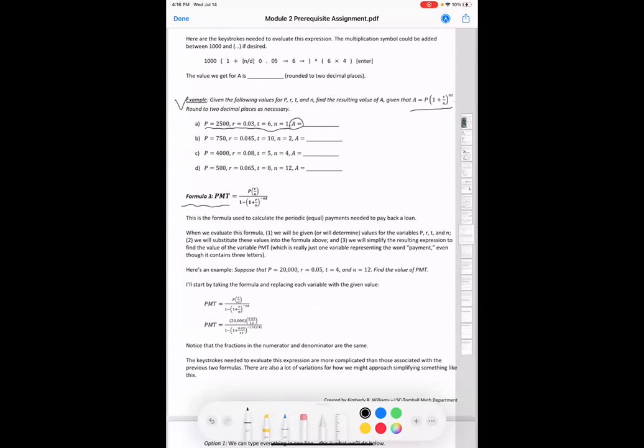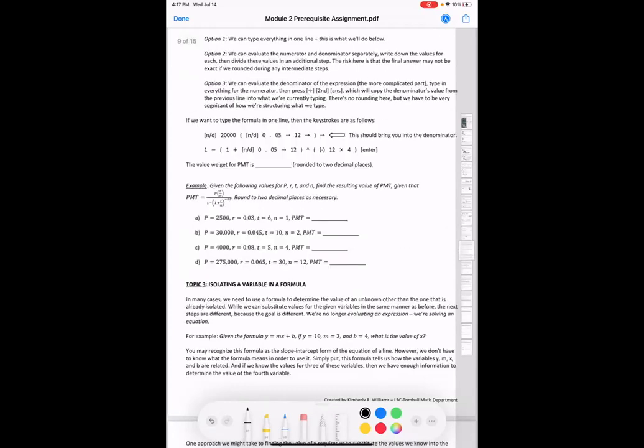Next formula is PMT. This formula is used to calculate the periodic payments needed to pay back a loan. For example, your car loans and your mortgage, you need to pay each month a fixed amount. So PMT is the money you pay each month, the fixed amount. So in the example, they provide P, R, T, and N. You plug in all the information in the formula, you're going to find the PMT. Here it is. And then use your calculator, get your answer of PMT.